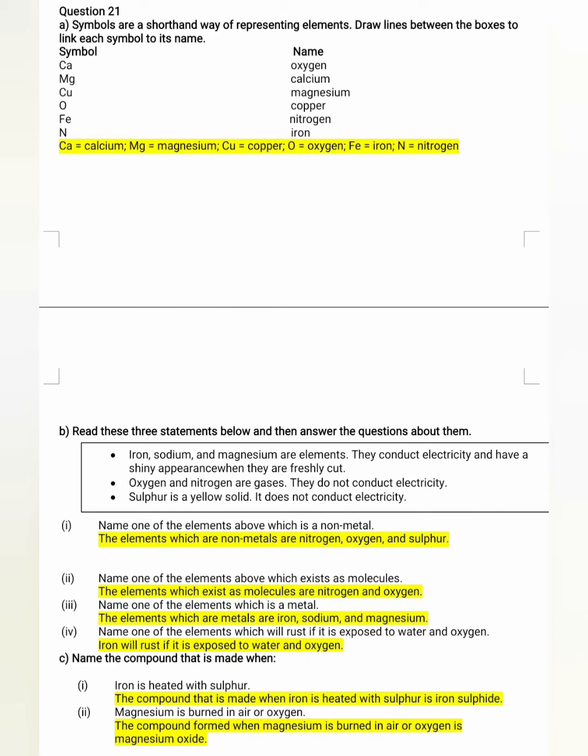Name one of the elements which is a metal. Sodium, iron and magnesium are metal. Name one of the elements which rust. It is iron. Iron always rusts when it is exposed to air or water.